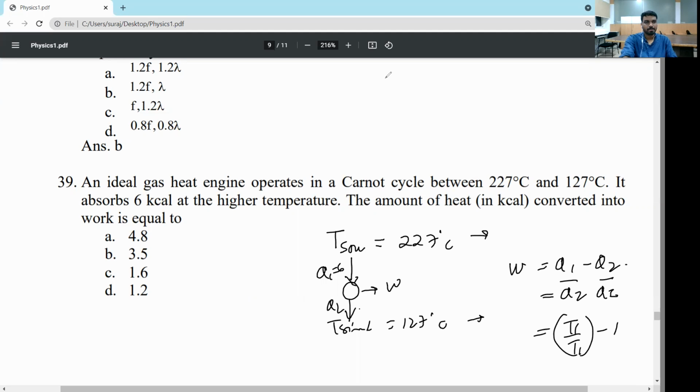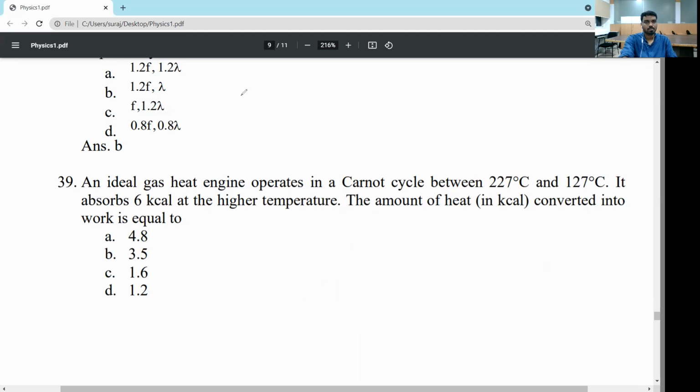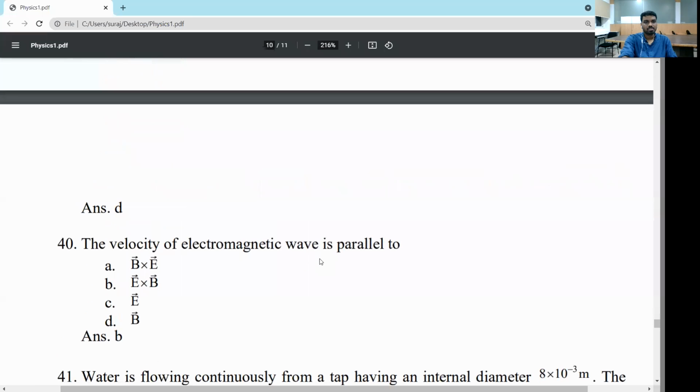Now question number 40. The velocity of this is a direct formula based question. v will be equal to E cross B. E cross B. Question number 41.